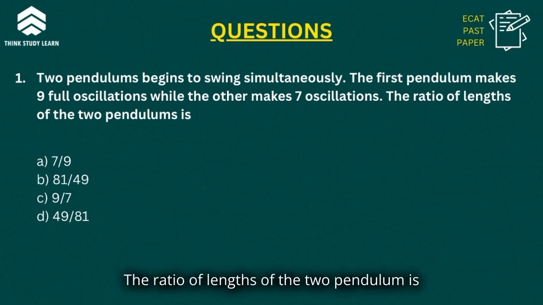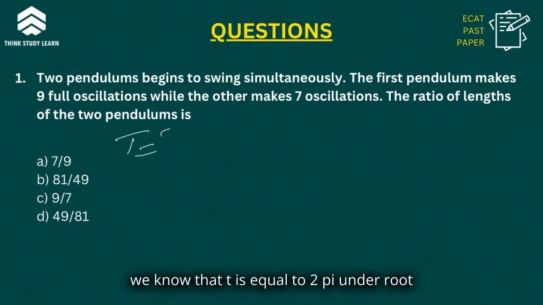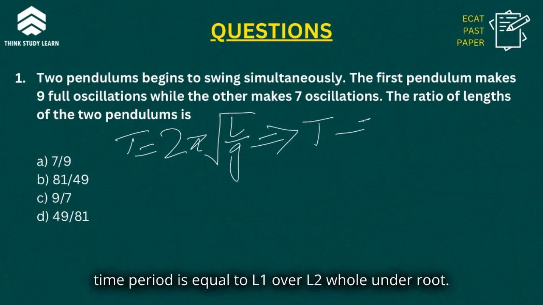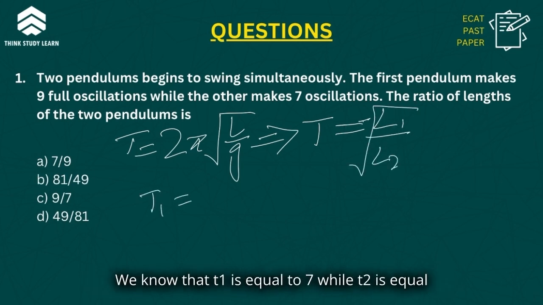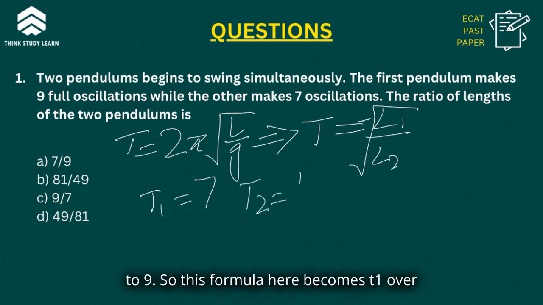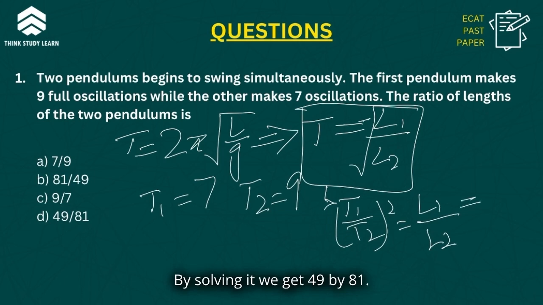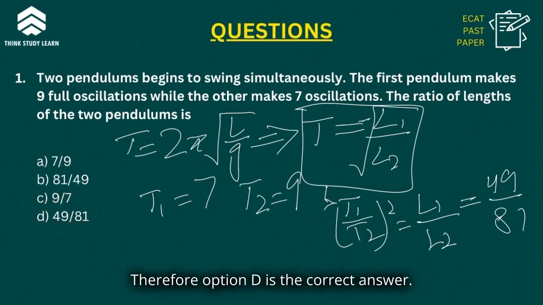The ratio of lengths of the two pendulums is? We know that T is equal to 2 pi under root L over g. From this relation, we can say that the time period is equal to under root L1 over L2. We know that T1 is equal to 7 while T2 is equal to 9. So this formula becomes (T1 over T2) whole square, which is equal to L1 over L2. By solving it, we get 49 by 81. Therefore, option D is the correct answer.